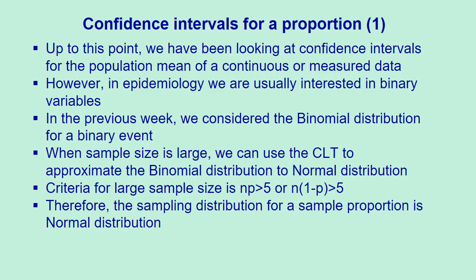When the sample size is large, we can use the central limit theorem to approximate the binomial distribution to normal distribution. And the criteria for a large sample is when n times p is greater than 5 or n times 1 minus p is greater than 5. This means, therefore, that the sampling probability distribution for a sample proportion is normal distribution, and we can use this standard normal distribution to calculate the 95% confidence interval for the population proportion.